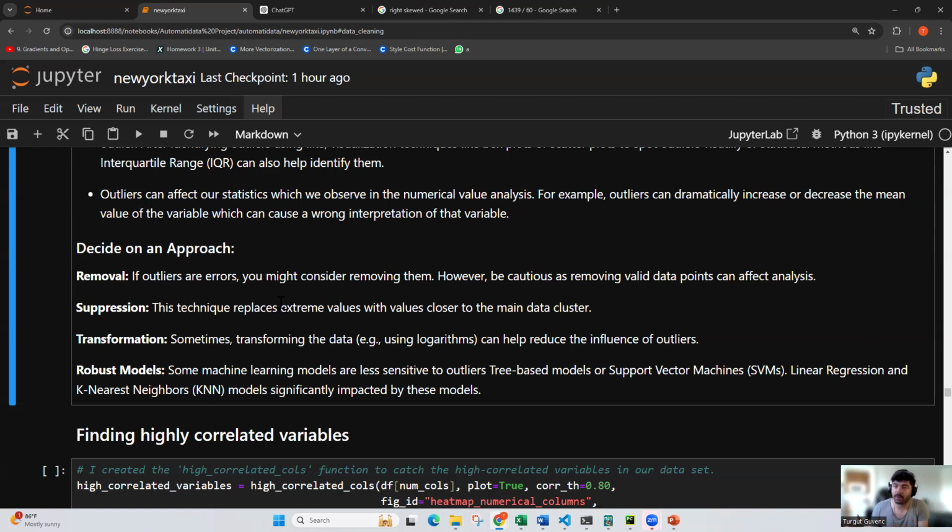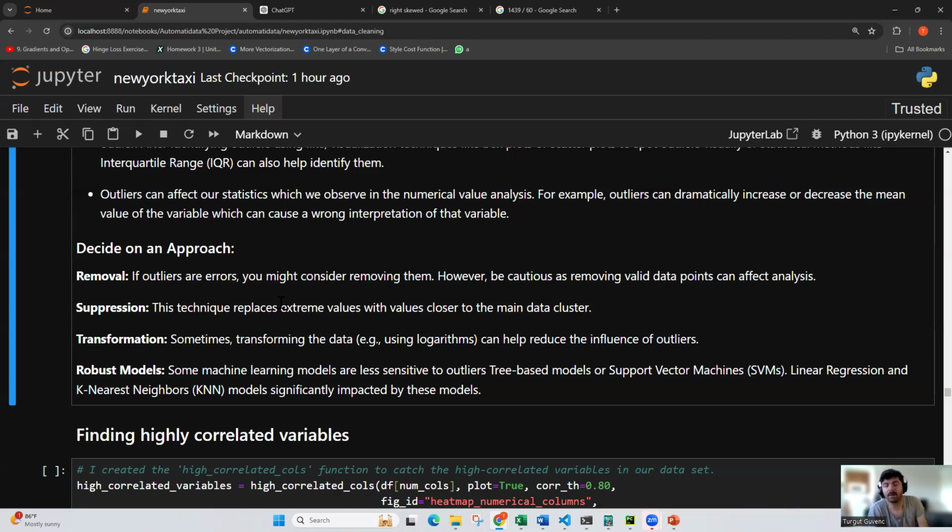If data observations are higher than the upper limit or lower than the lower limit, what we can do is suppress those values to the upper limit and the lower limit, right? And then they're not going to affect our data set as much as they did before. But why can we do this? We can do this for some machine learning algorithms.